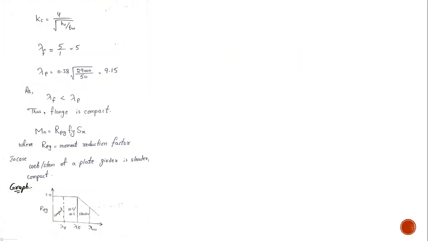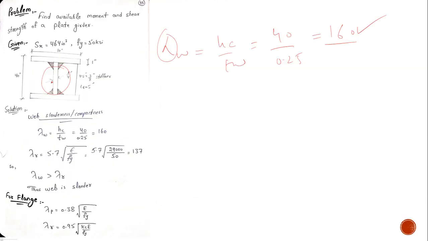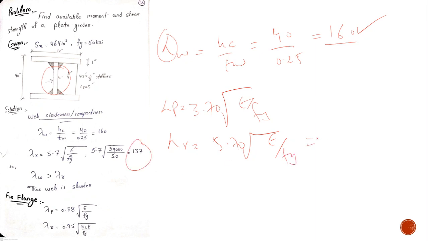For the lambda r value, while checking the web compactness, the lambda p value should always be lesser than lambda r. So lambda r is 5.70 and lambda p is 3.70. Here lambda p you should calculate as 3.70 root E by Fy, and lambda r as 5.70 root E by Fy.